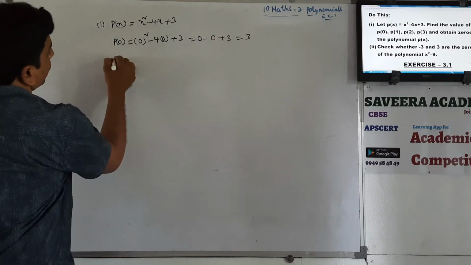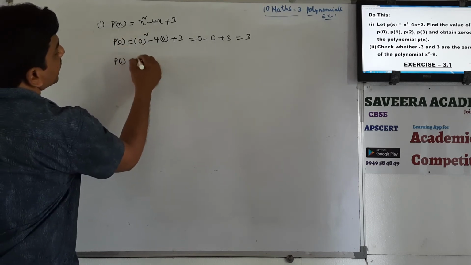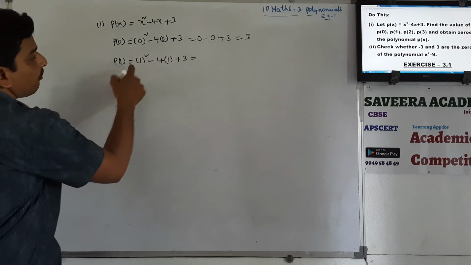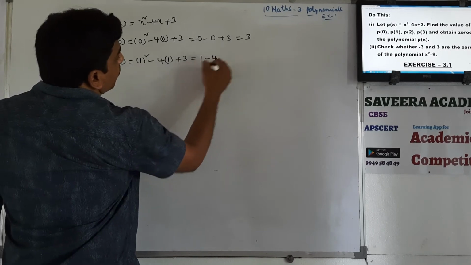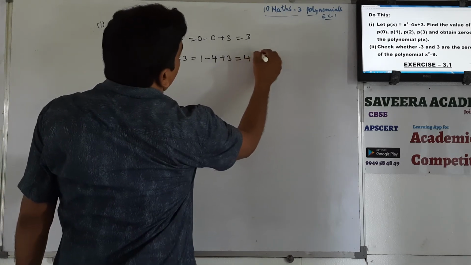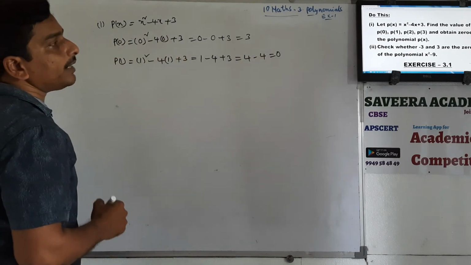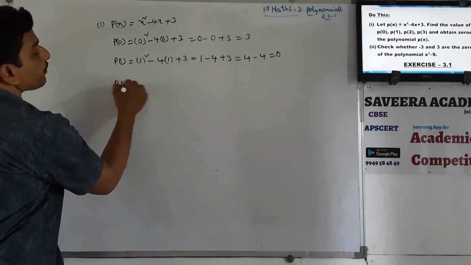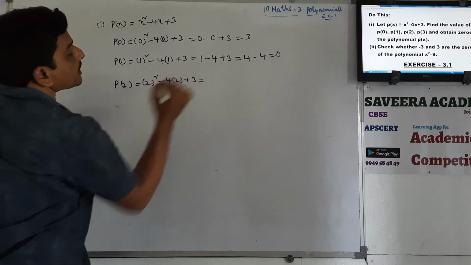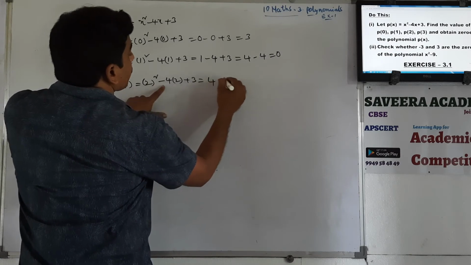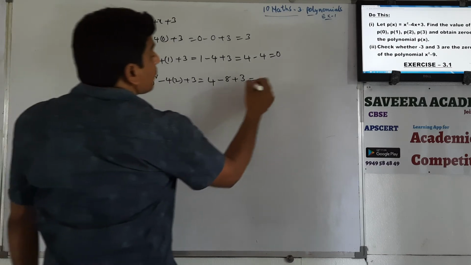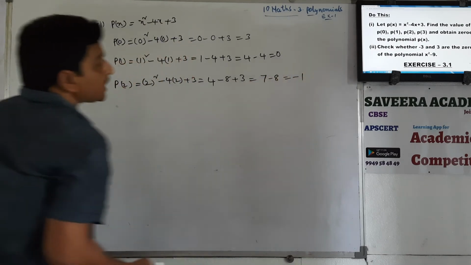Now, find p of 1. Instead of x, write 1. 1 square minus 4 into 1 plus 3. 1 square means 1, minus 4 ones are 4, plus 3. First add the positive values. 1 plus 3 is 4, minus 4 is 0. Again, find p of 2. X value 2. So 2 square minus 4 into 2 plus 3. 2 square is 4, minus 4 twos are 8, plus 3. 4 plus 3 is 7, 7 minus 8 is minus 1.